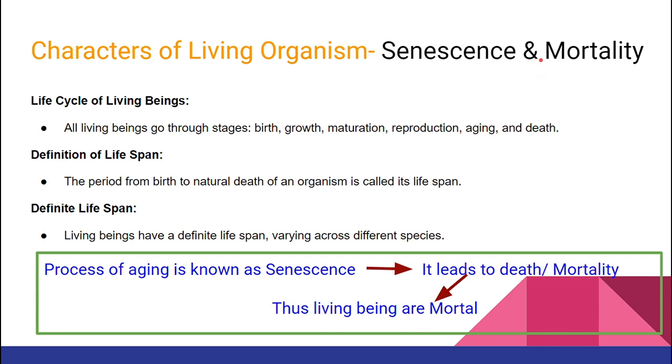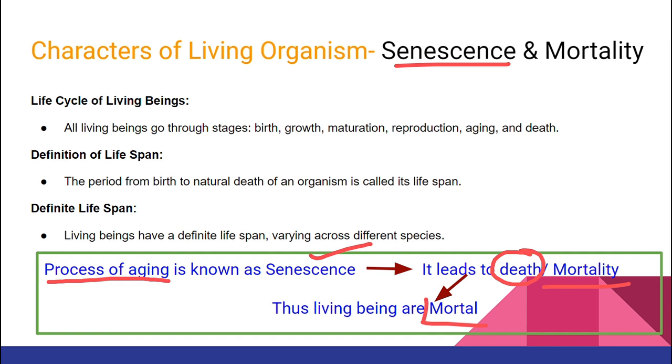Now the next one is senescence and mortality. Life cycle. What is the meaning of senescence? Senescence is nothing but the process of aging. We call it senescence. Then what is mortality? Mortality is nothing but death. When it leads to death, we call it mortal. Like we humans, we animals are mortal. That means it's not like we are not going to die, right?